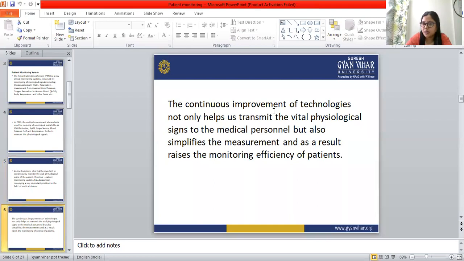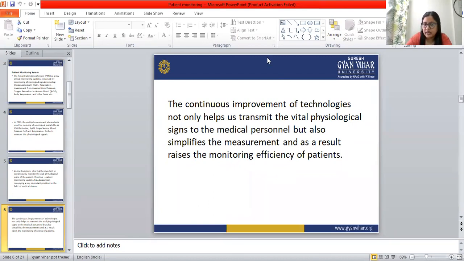The continuous improvement of the technologies not only helps us transmit the vital physiological signs to the medical personnel, but also simplifies the measurement, and as a result raises the monitoring efficiency of a patient.